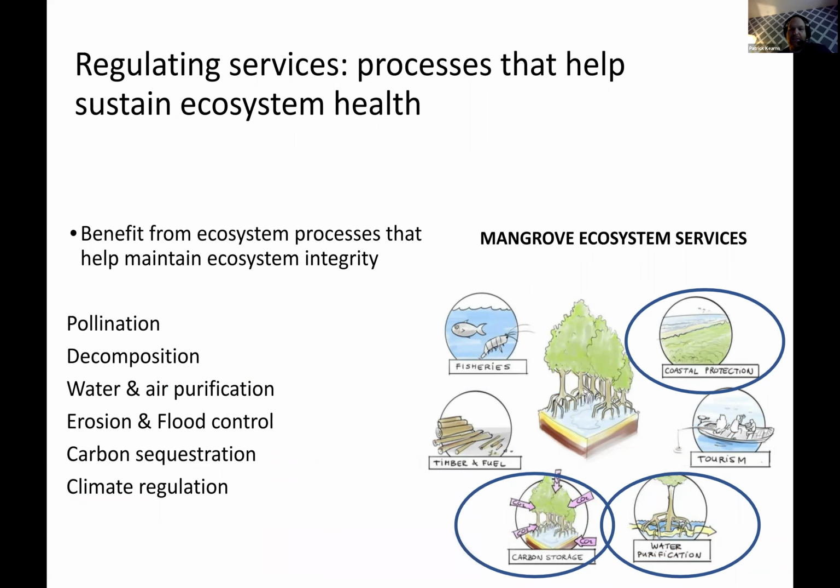These are all things that ecosystems do naturally. Ecosystems rely on pollination to keep plants going. They rely on decomposition to bring new nutrients into the system. All these things ecosystems are doing naturally to keep themselves going. But incidentally, they provide regulating services to humans.